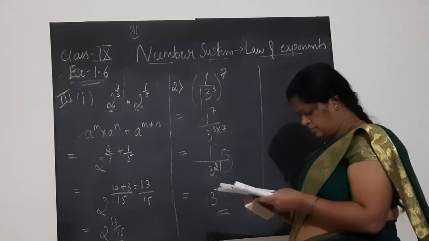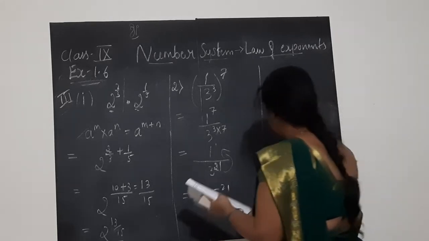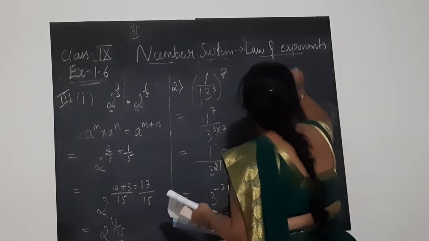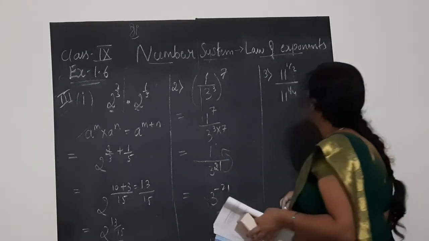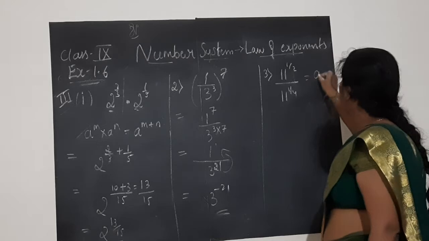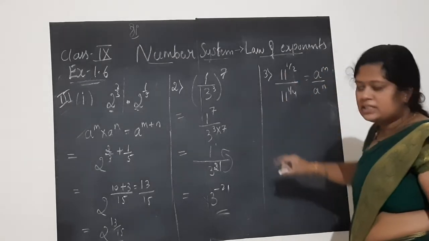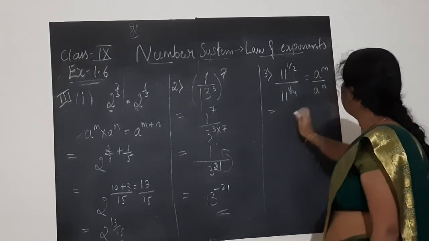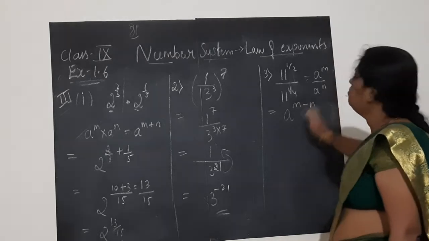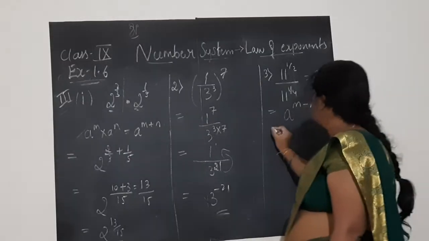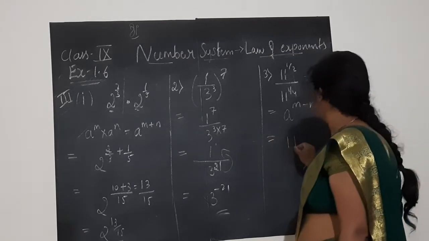Third question. 11 to the power half divided by 11 to the power 1 by 4. Is it not of the form a power m by a power n? Base is same, that is 11. So a power m by a power n is a power m minus n, we do. So children, base is same means I can write the base once, that is 11.